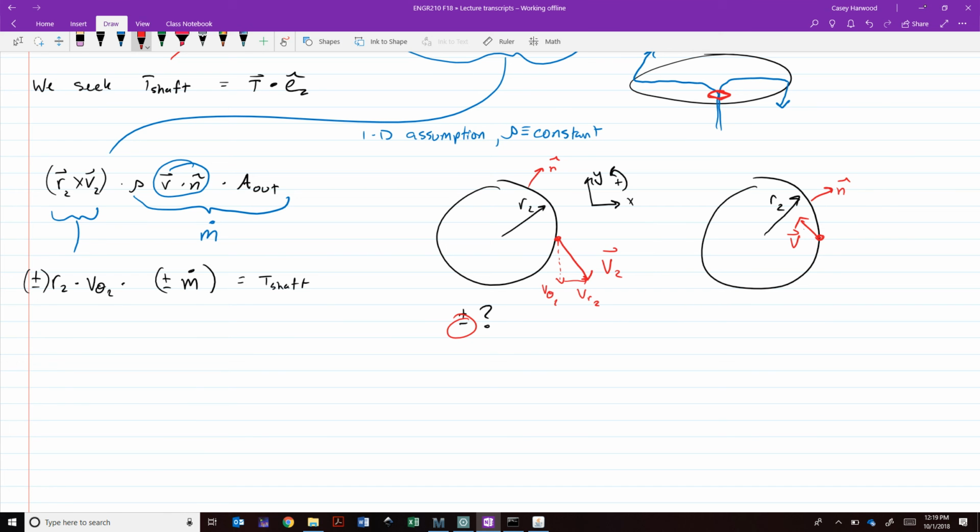The plus or minus sign on this m dot is going to be determined from the sign of V dot N. So if you look at your normal vector, the first case we had here, the component of V that is radial is pointed in the same direction as the normal vector, so that's positive. That means it's an outlet. In the second case, that V dot N term would be negative, indicating it's an inlet. And then the plus minus sign here is determined from the right-hand rule.